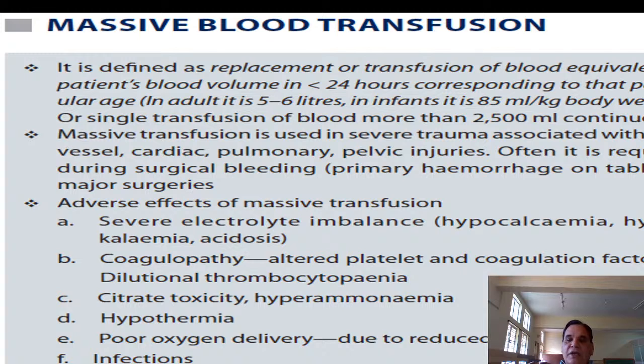Second definition, single transfusion of blood more than 2500 ml in continuity. Okay, this is a massive blood transfusion used for all severe traumas and usually during surgical bleeding. This is a primary hemorrhage table. Adverse reactions are many. Electrolyte imbalance like hypocalcemia, hyperkalemia and acidosis. All coagulopathies like DIC, this is the most dangerous. Dilutional thrombocytopenia. DIC is disseminated intravascular coagulopathy.